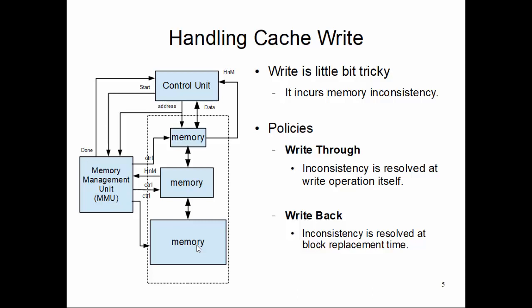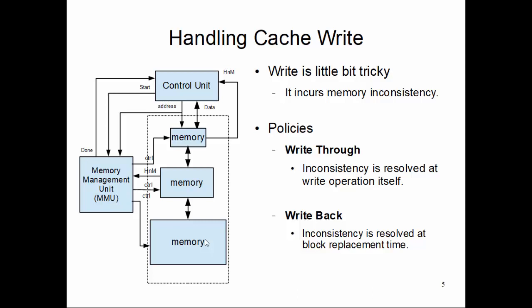We are just doing the slow thing. Even if we think writing is done in parallel in L1, L2, L3 and the main memory, the time it will take is the slowest time, which is at the main memory level, right? So the write operation, even in that case, will not have the benefit of a faster memory at the top level. So write back tries to address that problem, okay? Inconsistency is resolved at the block replacement time.